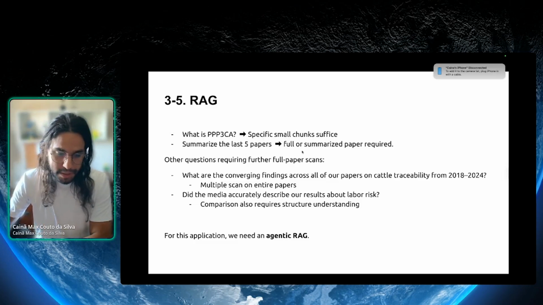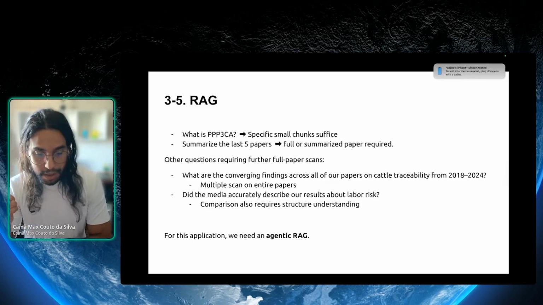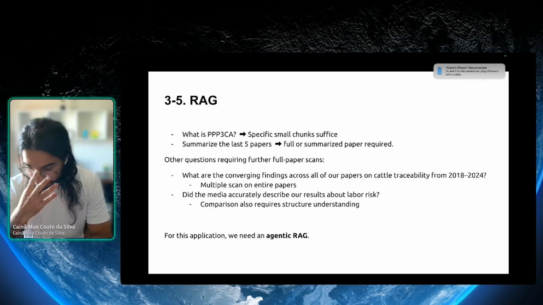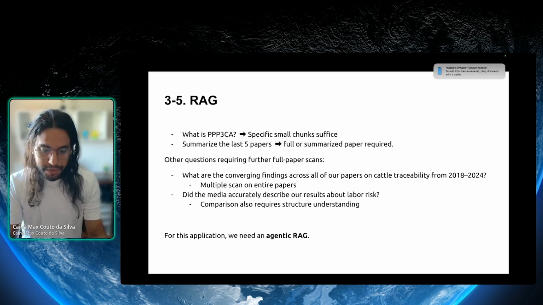Summarize the last 5 papers. We have some date-time relationship here that we need to tackle using metadata, for example. And whichever metadata strategy you choose, it's going to need either a full or summarized version of the paper, right? I have also some other questions. For example, what are the conversion findings across all of the papers, and the traceability between X and Y? Did the media correctly describe results about the labor risk? So we can ask comparisons and ask about huge summaries of the research.